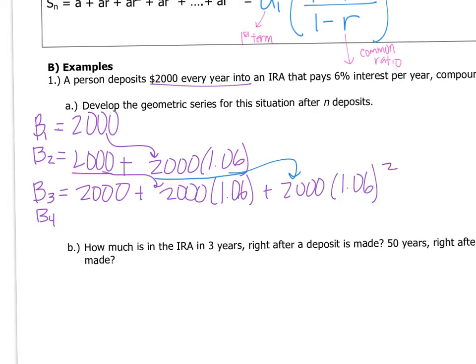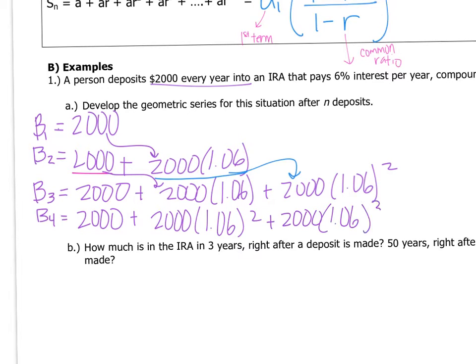Okay, let's look at one more balance, to get through the pattern here. So the next year we're adding another $2,000. This amount now has earned interest how many times? Twice. So now that becomes 2,000 times 1.06 squared. And how many times has this amount accrued interest now? 3 times. Okay.